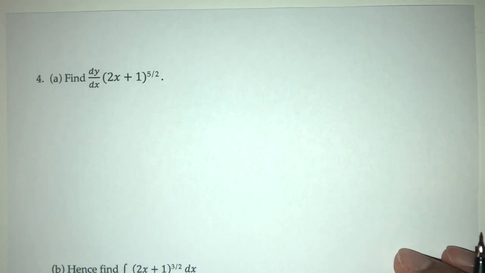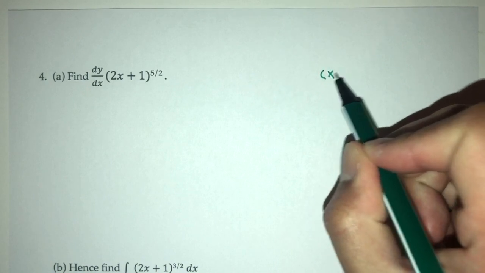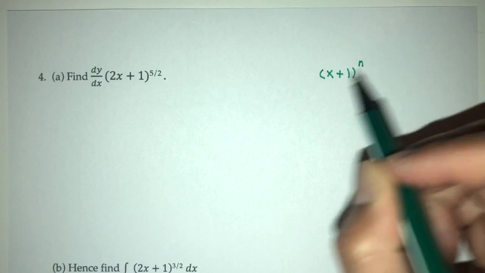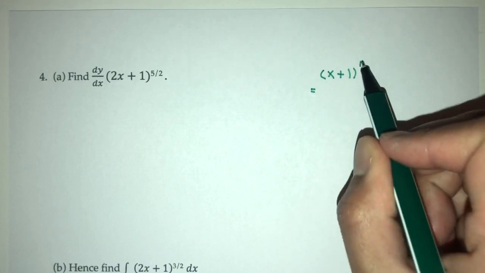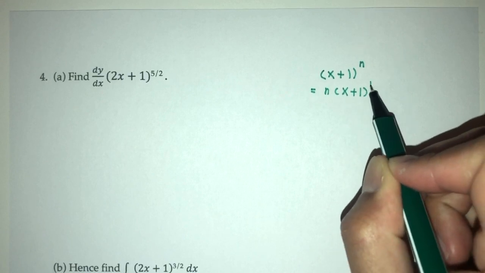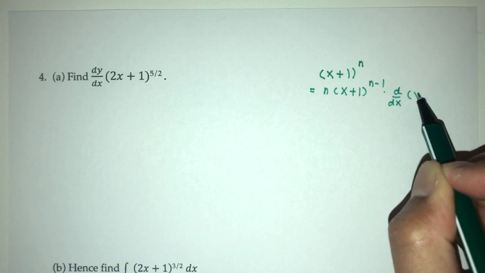So here we have to find dy by dx of this value. How are you going to find this? As we know, if you have, let's say, (x plus 1) power n, d by dx of this value will be, we first have to multiply by the power, then the power becomes n minus 1. Then multiply by d by dx of the value inside, which is x plus 1.